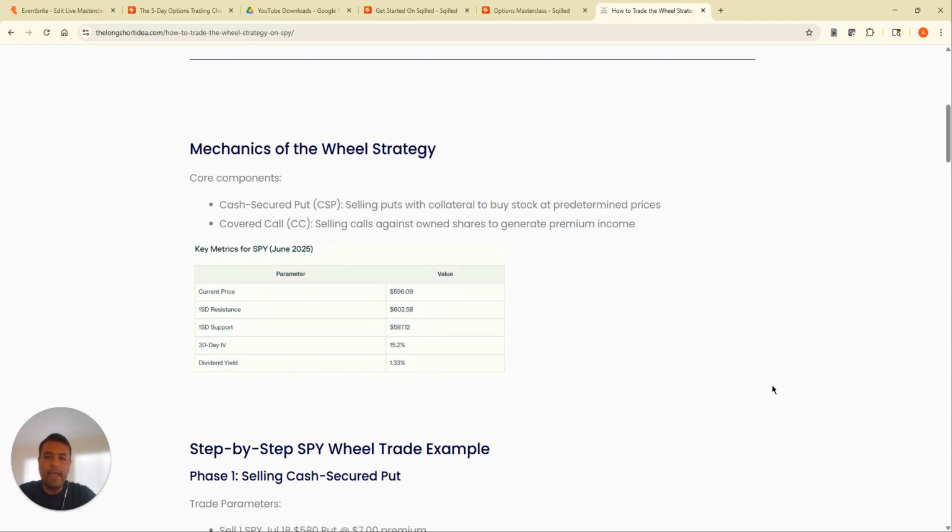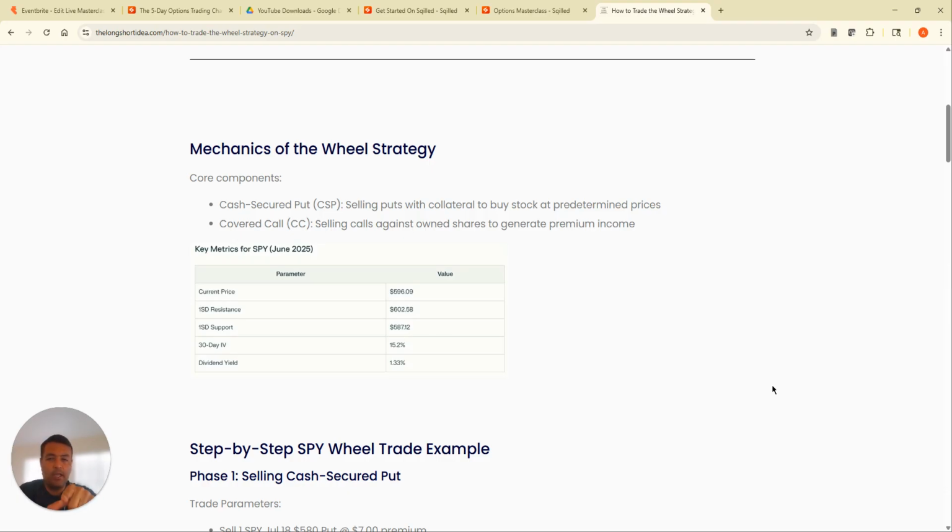So first of all, the mechanics of the wheel strategy, what it actually is. It is basically selling a put and then selling a call. So first we sell a put to acquire the stock position. And then once we have that position, we sell a call on it.